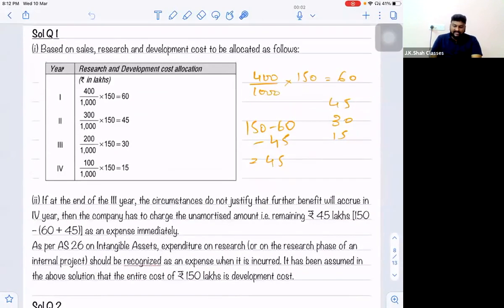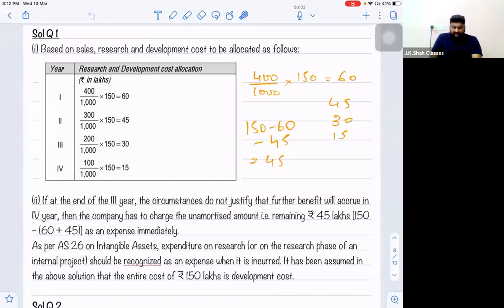So based on the sales, R&D cost should be allocated as follows. First year 400 upon 1000 into 150, 60 rupees. Second year 300 upon 1000 into 150, 45 rupees. Third year 200 upon 1000 into 150, 30 rupees, and so on for the fourth year also. So 60, 45, 30 and 15, these are the amortization figures for the first 4 years. And this is the first part of the solution. Correct?